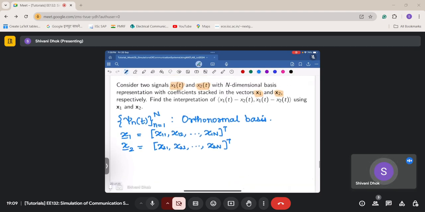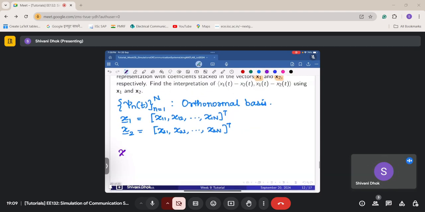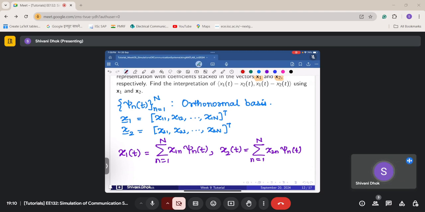What it means is we can write x1 of t as summation n equal to 1 to capital N x1n into psi n of t, and in similar fashion we can write x2 of t as summation n equal to 1 to N x2n psi n of t. Okay. So this is the N-dimensional representation, and now what we need to find is the value of the inner product between x1(t) minus x2(t) with itself.